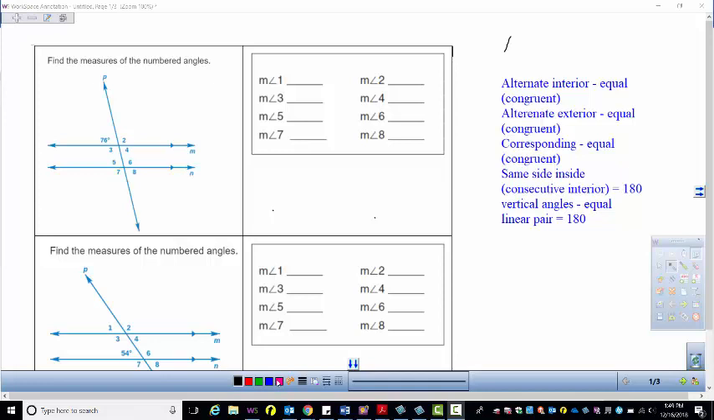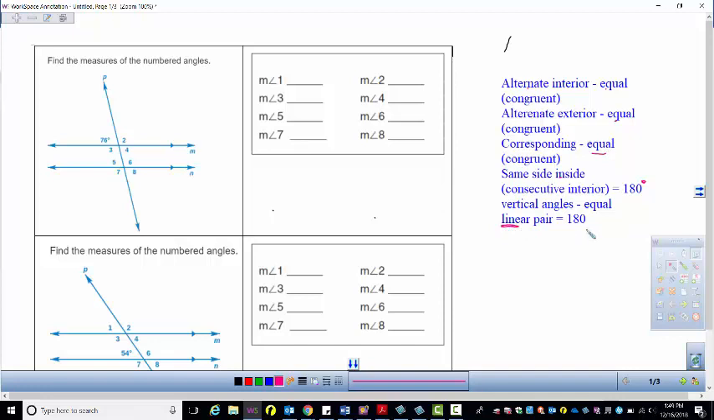So what we're going to do today is look at them and figure out how to find angle measures. So over on the side, you may want to hit pause on the video and write this down. Alternate interior angles are equal. Alternate exterior angles are equal. Corresponding angles are equal. Same side inside or consecutive interior, they are equal to 180 degrees. And vertical angles are always equal. And remember our linear pair, those that make a line, are equal to 180 degrees.